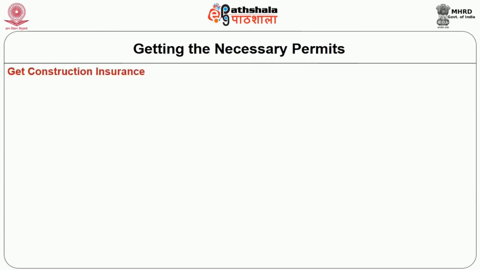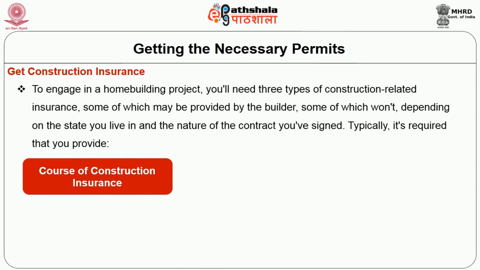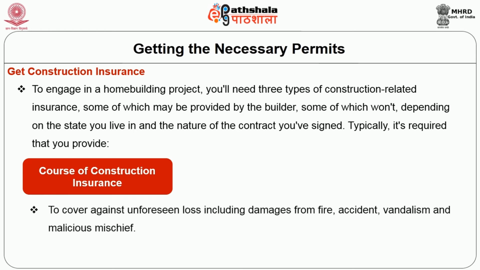Get construction insurance. To engage in a home building project, you'll need 3 types of construction related insurance, some of which may be provided by the builder, some of which won't, depending on the state you live in and the nature of the contract you have signed. Typically, it's required that you provide course of construction insurance to cover against unforeseen losses, including damages from fire, accident, vandalism, and malicious mischief.